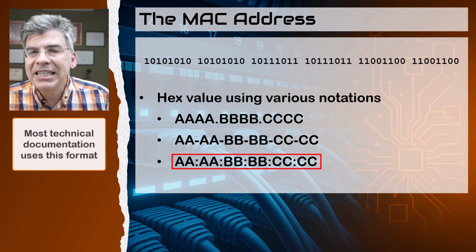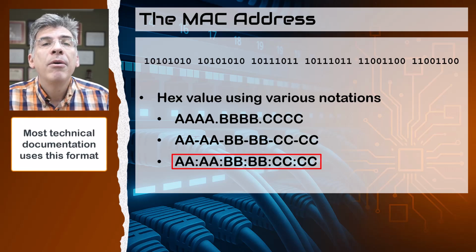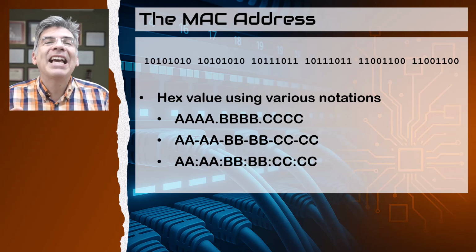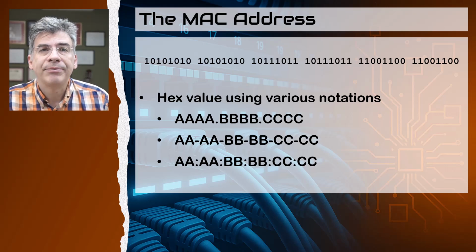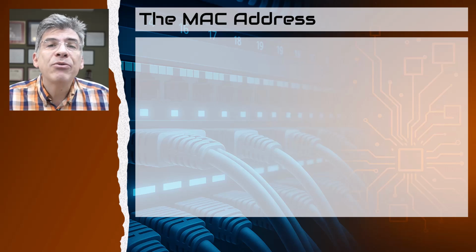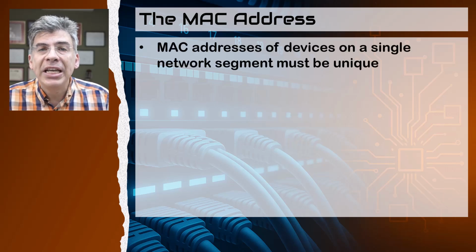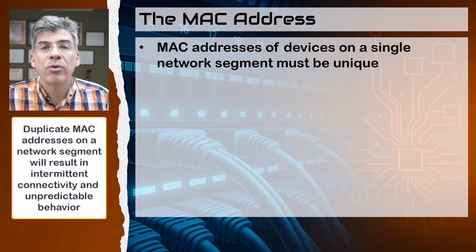And in most documentation, this third notation is the one you will see most often. But all of these formats represent the exact same 48-bit address, only the notation is different. There may be other notations as well, but these are the most common that you'll see. Now, the MAC addresses of all devices on a single network segment must be unique. Any duplication will break the operation of the network segment.